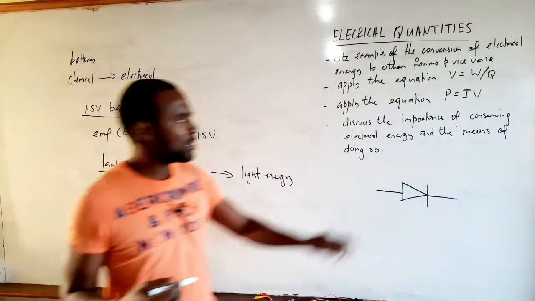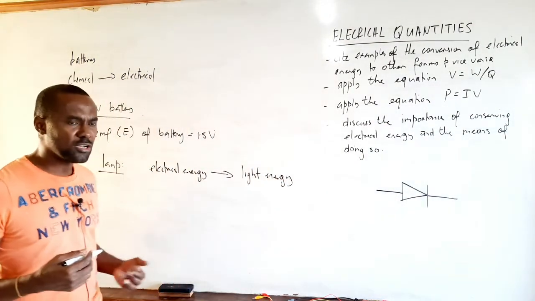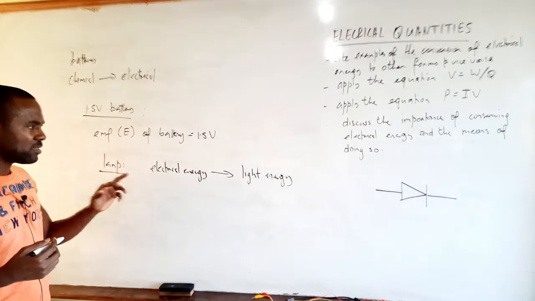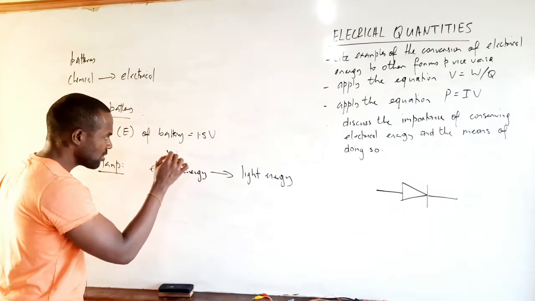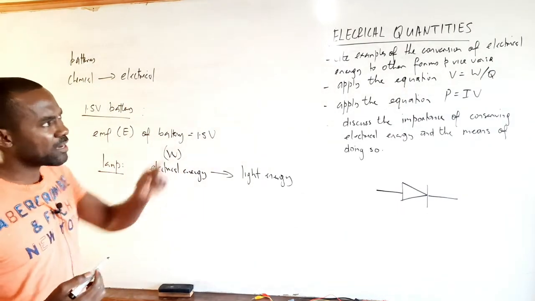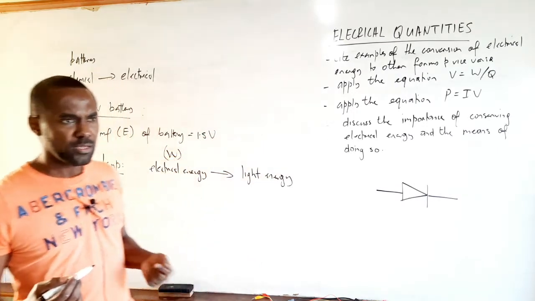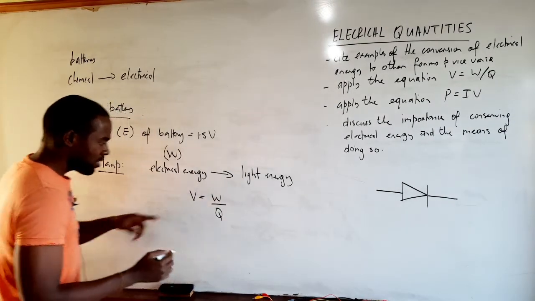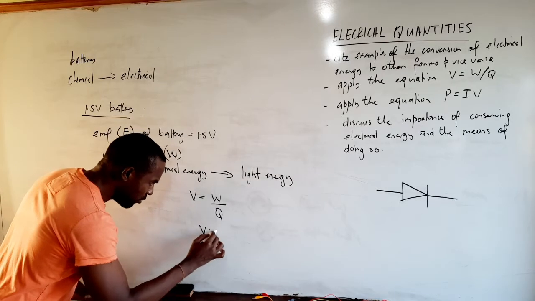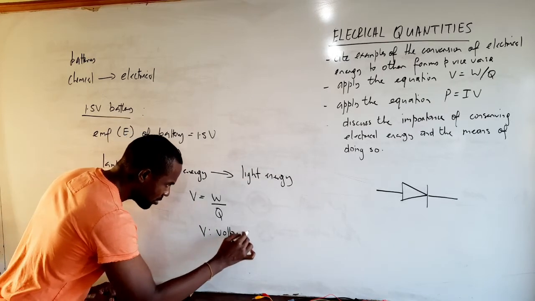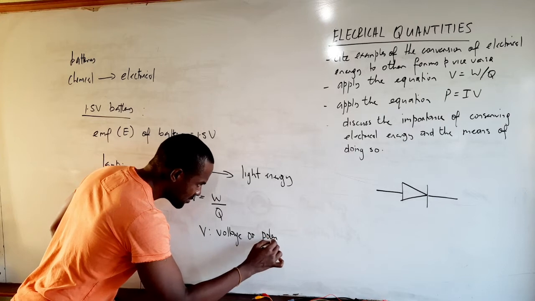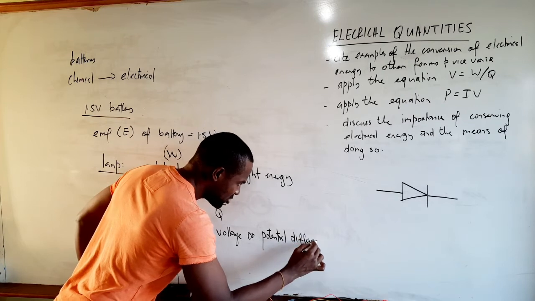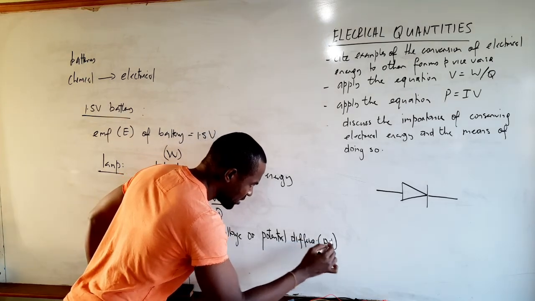So in this equation, W represents the amount of energy converted from electrical energy to other forms, right? So W will basically be the amount of electrical energy converted to other forms of energy, and Q represents the quantity of charge flowing. So therefore, in this equation, V equals W over Q, V right here is said to be the voltage or the potential difference. So the potential difference, and the short form of potential difference is just PD, across the device.